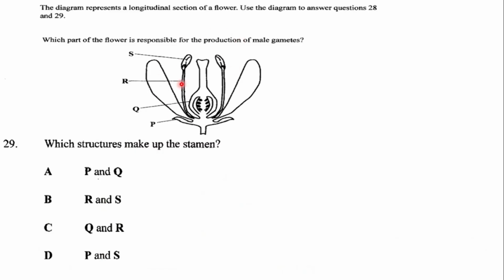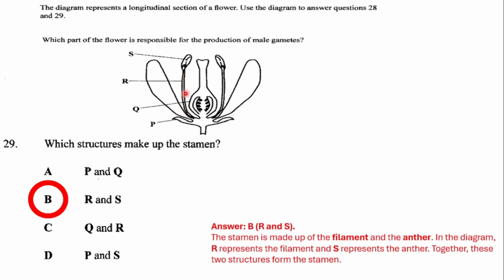Again, we're using the same diagram, and it says, which structures make up the stamen? Is it P and Q? Is it R and S? Is it Q and R? Or is it P and S? The correct answer is definitely going to be R and S, because R refers to the filament and S refers to the anther. Together, the filament and the anther make up the stamen.